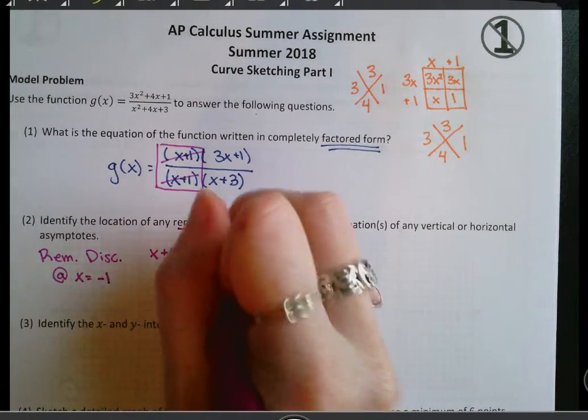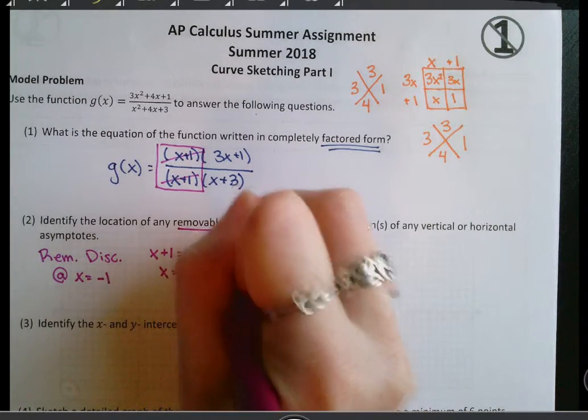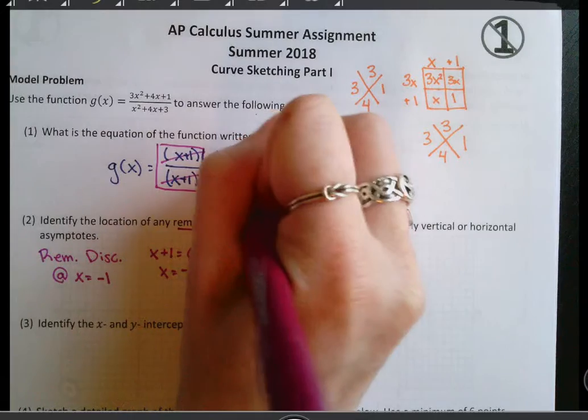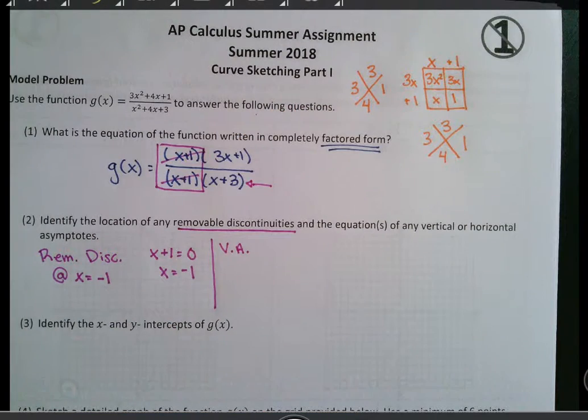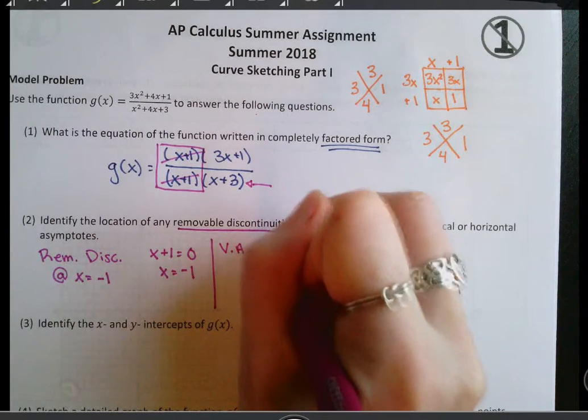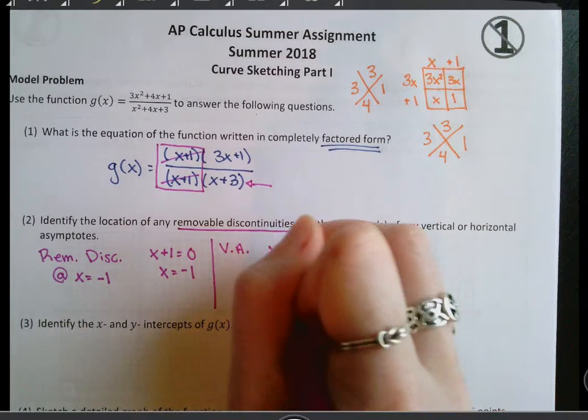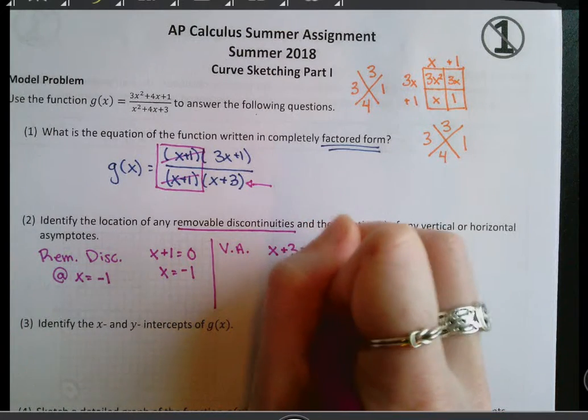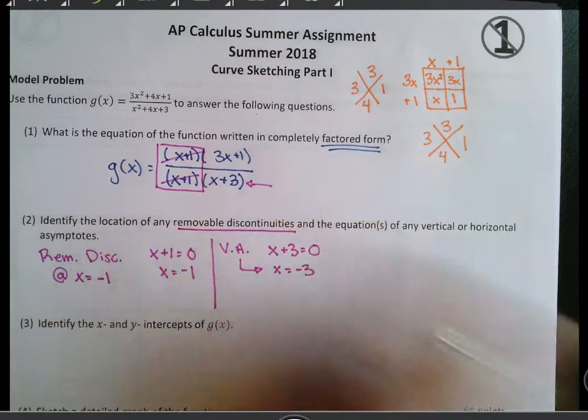Now, for the vertical asymptotes, we say, okay, well, what was left in our denominator? x plus 3. So we take x plus 3, set it equal to 0. So x equals negative 3. Well, that's going to be our vertical asymptote.